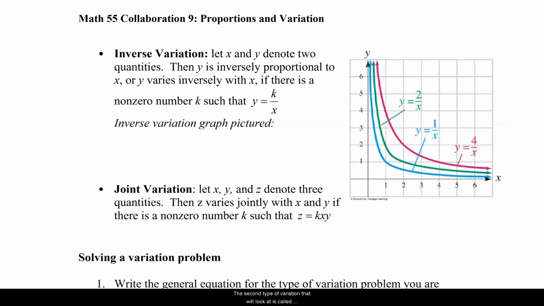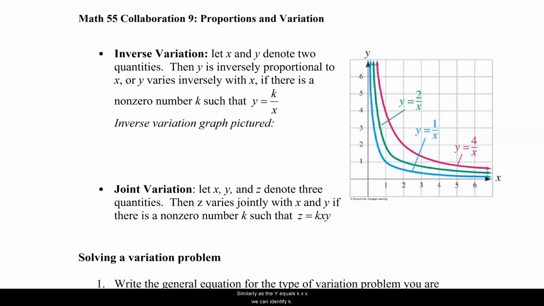The second type of variation that we'll look at is called inverse variation. In inverse variation, when one quantity goes up, the other quantity goes down. So direct, both of them go up. One goes up, causes the other to go up. In inverse variation, when one goes up, the other one goes down. And we can see them graphed over here.